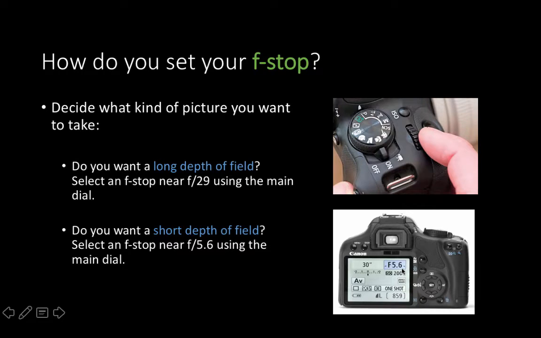If you want to do a shallow depth of field, like in this case here, you want to do f5.6. And if you wanted to do a long depth of field, you're going to set it to maybe an f29 by turning your main dial. As you will see, this bar here is going to change. The f-stop on your LCD monitor is what's going to change.